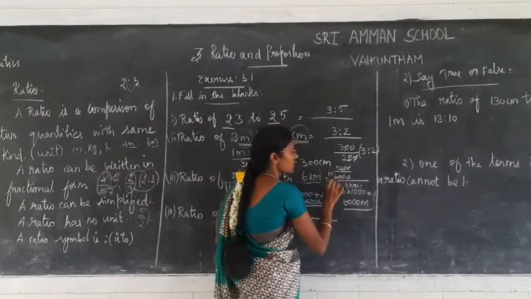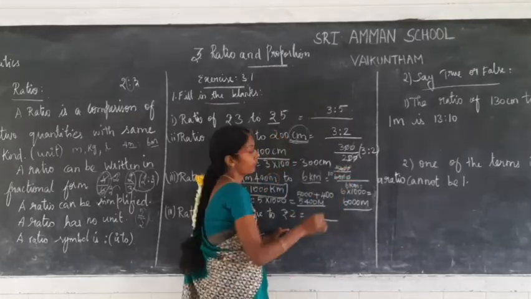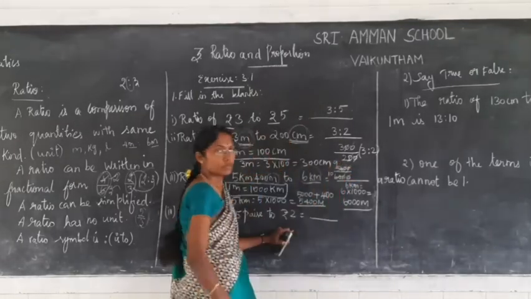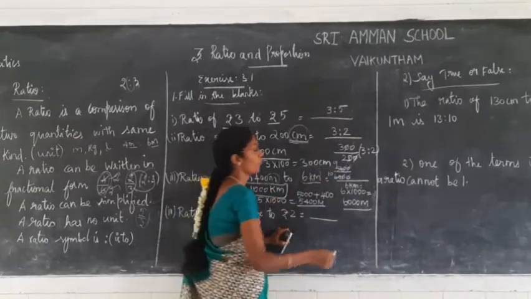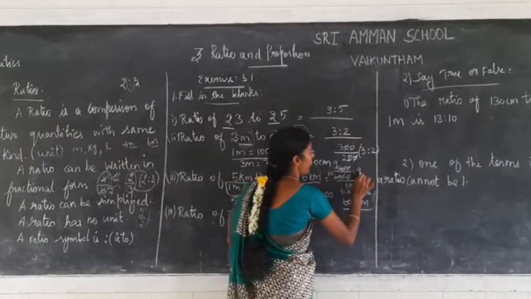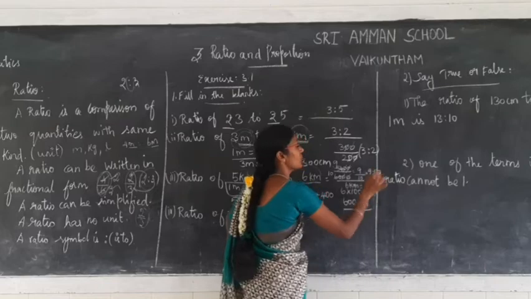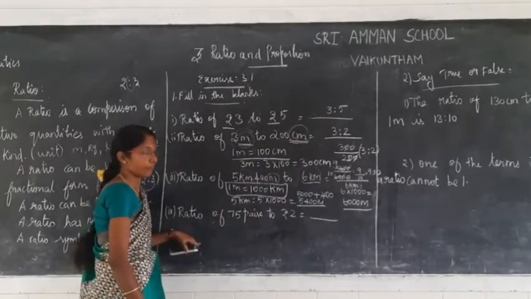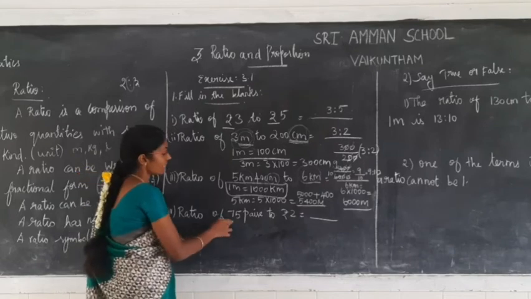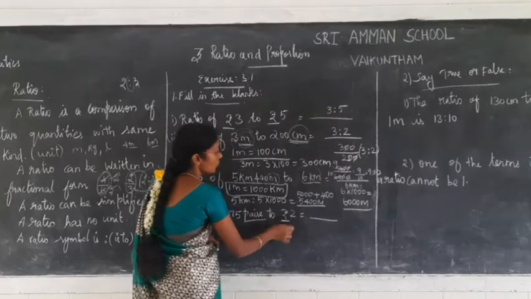So how will you convert? 10 6s are 60, 9 6s are 54. So 9 by 10, which is equal to 9 is to 10. So the answer is 9 is to 10. Like this only you have to simplify. Clear?